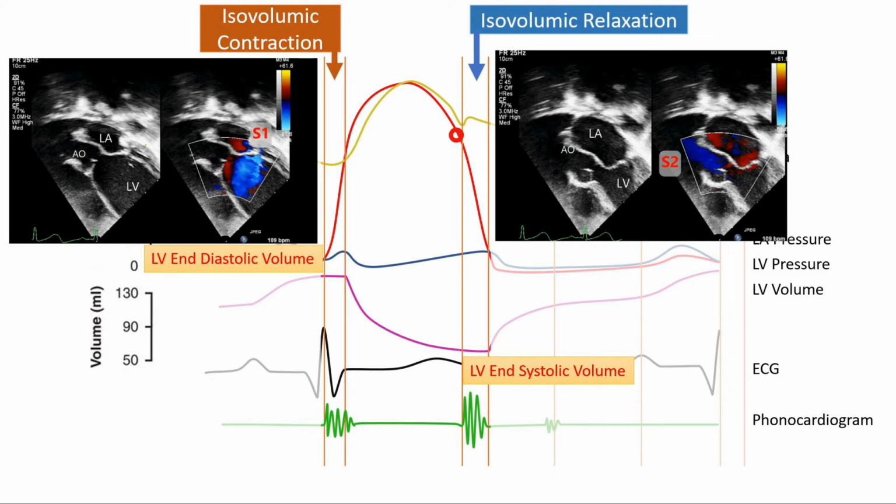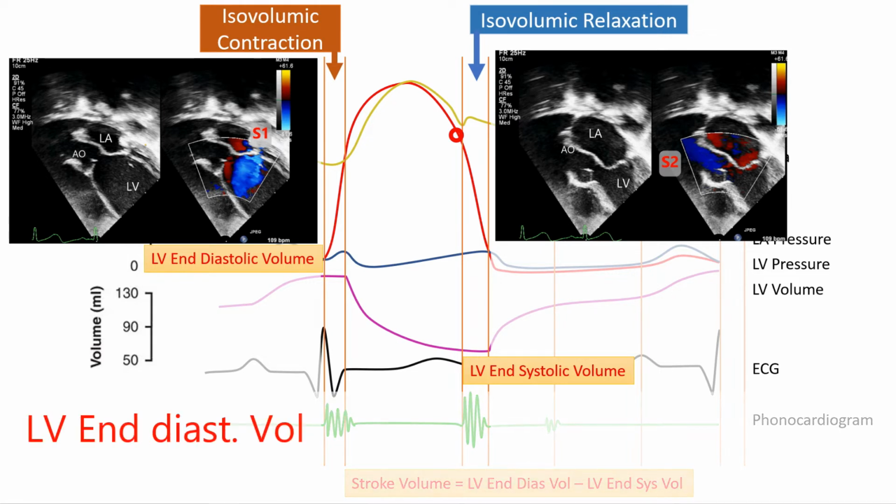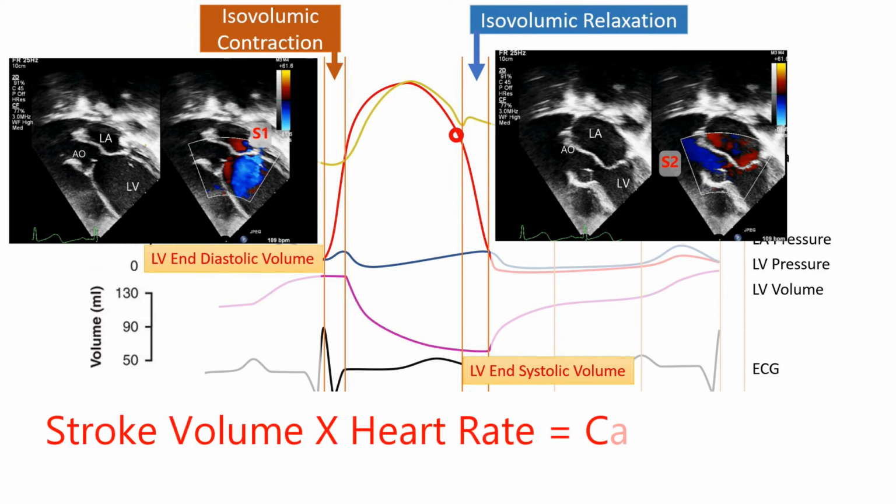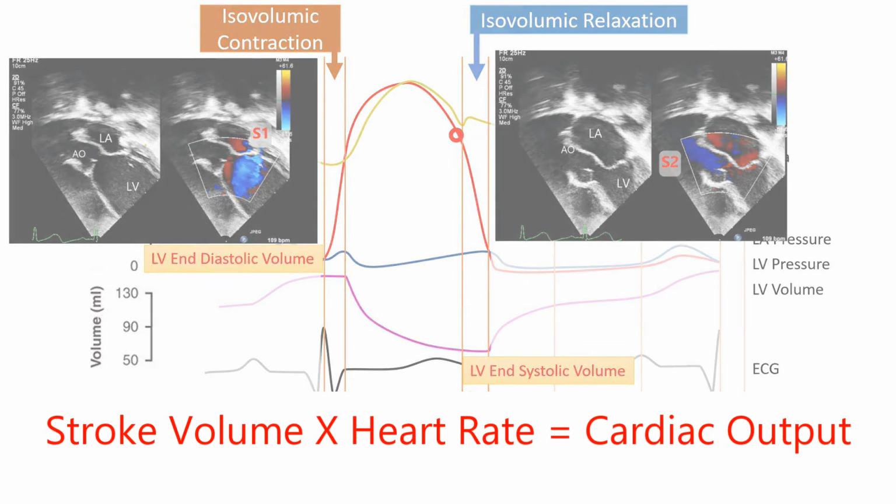So in between these two images, the ventricle has ejected blood into the aorta. The amount of blood that gets ejected into the aorta is left ventricular end diastolic volume minus left ventricular end systolic volume, which is called the stroke volume. If you multiply the stroke volume by the heart rate, you get the cardiac output of that patient.